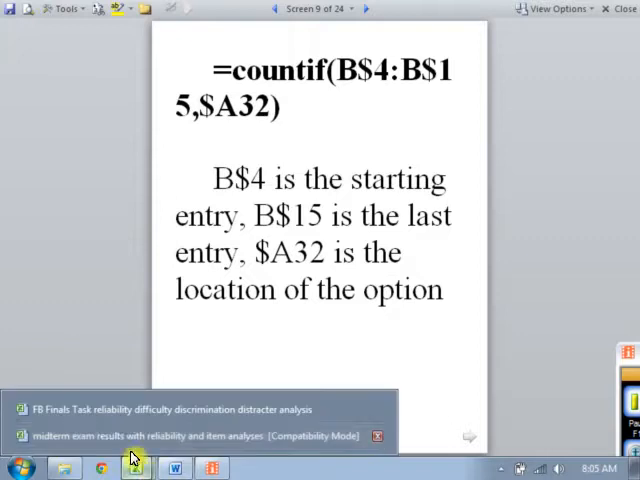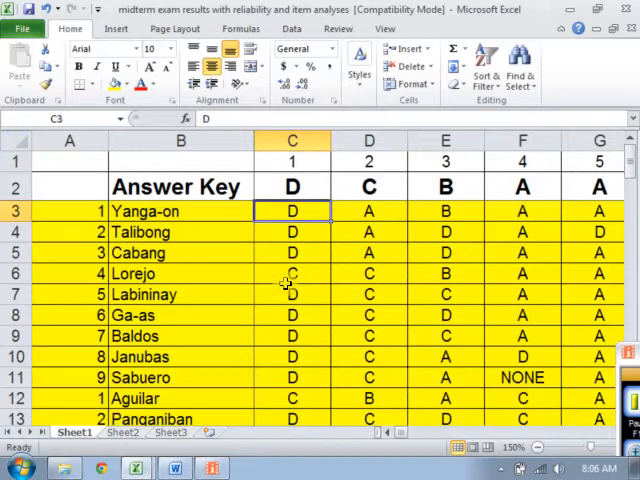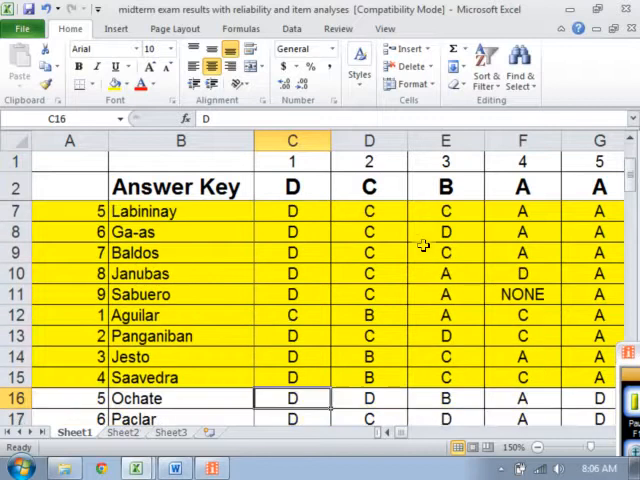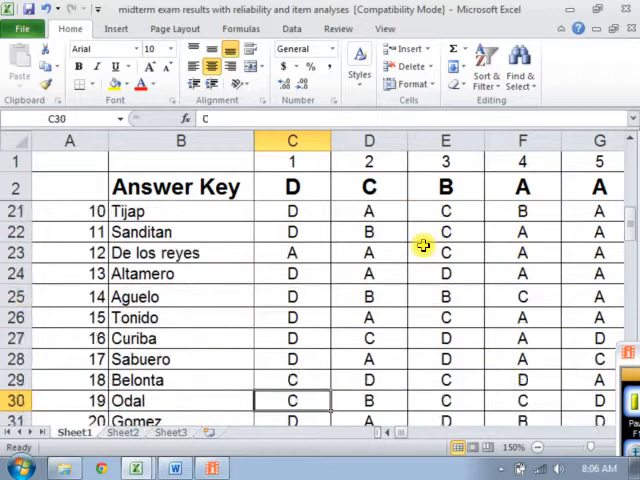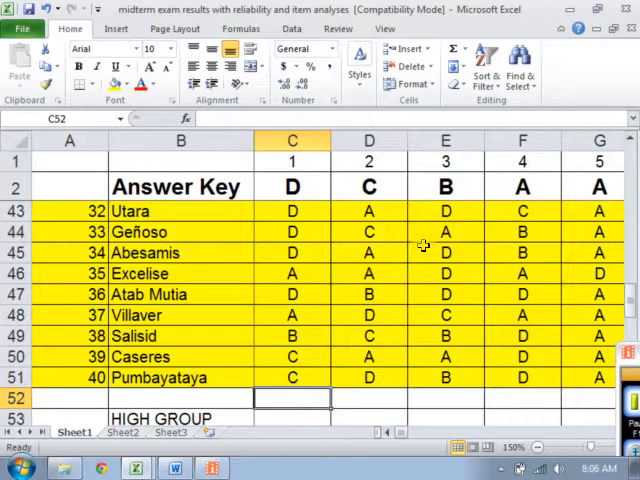So, if we're going to tally this, there are 108 students. How many of the students in the upper group chose A? None, no? So how about in the lower group? How many of the lower group chose A? Two. Is A a distractor in number 1? It is a distractor, correct? Because the answer there is D. Alright? So it is a distractor.